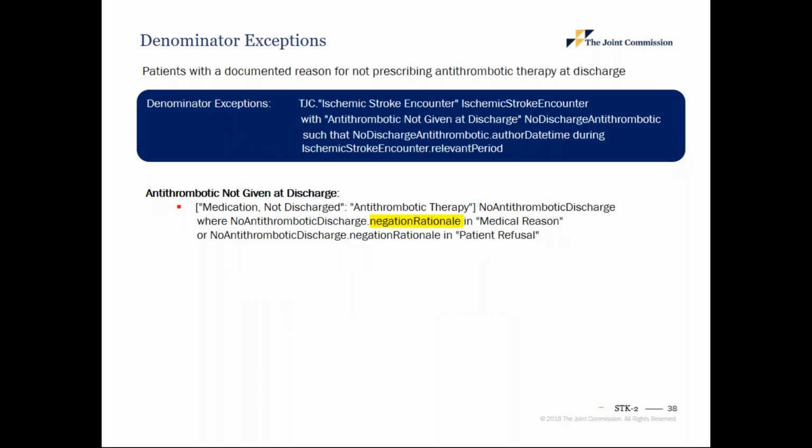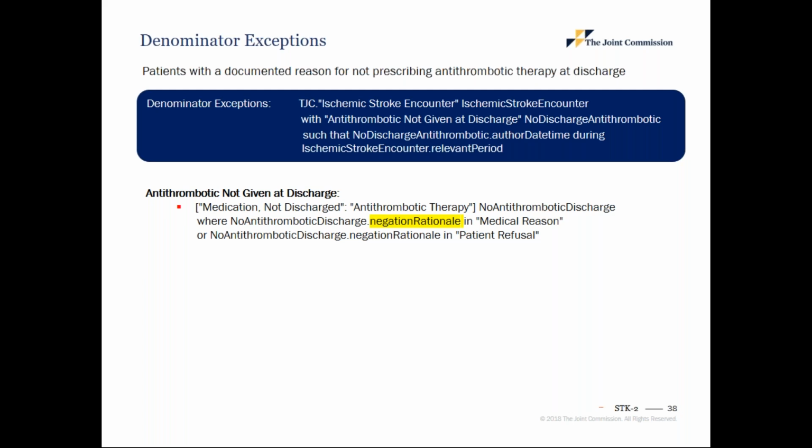So with a denominator exception, it is important to note the difference between an exclusion and an exception. Simply put, it differentiates in the way that it processes. An exclusion is processed before the numerator, so a patient is excluded and never in the numerator. An exception is processed after the numerator.